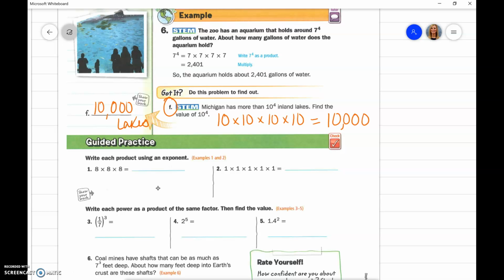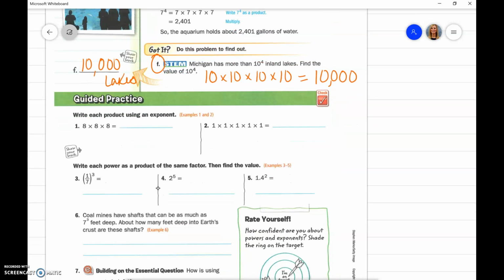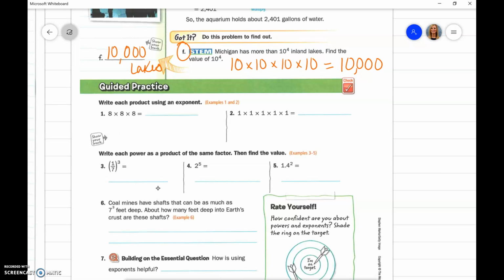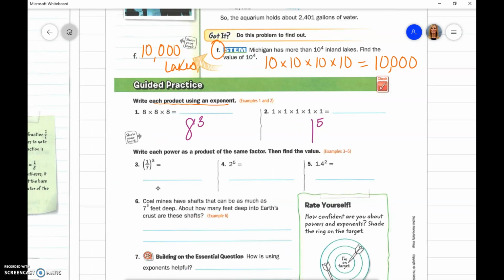Okay? All right, we are going to do these problems, and then you are going to be done and on your way. So write each product using an exponent. So 8 times 8 times 8, our base is 8. We multiplied the 8 3 times, so it's 8 to the 3rd, or 8 cubed. 1 times 1 times 1 times 1 times 1, it is 1 to the how many times? To the 5th.